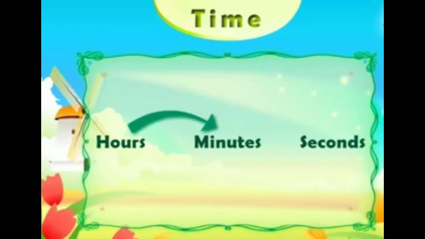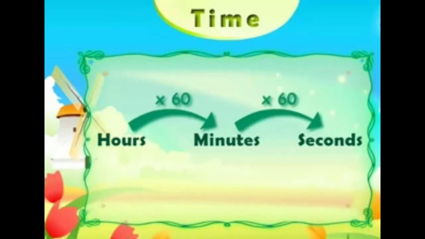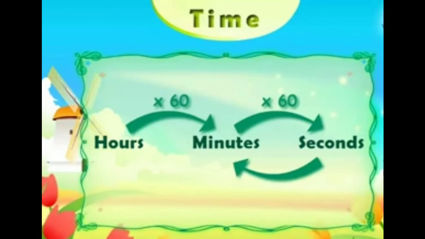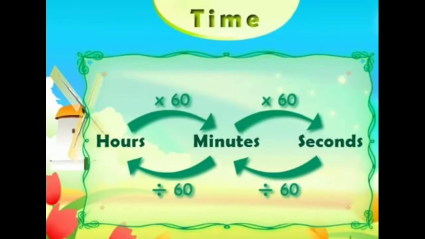To convert hours to minutes, multiply by 60. To convert minutes to seconds, multiply by 60. To convert from a smaller to a bigger unit, we divide by 60. Seconds to minutes, divide by 60. Minutes to hours, divide by 60.